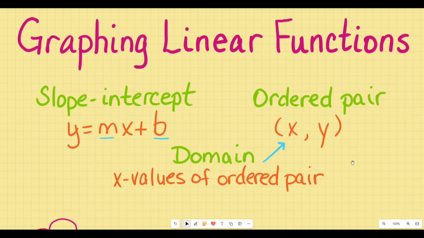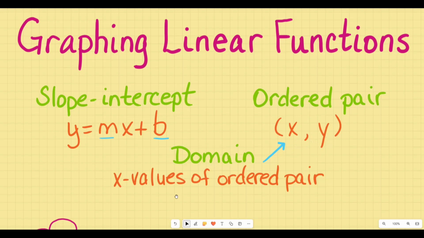Ordered pair is when you see coordinates that are set up in parentheses where x is first and then y is second. And again, this is helpful when you're graphing because you have an x-axis and a y-axis. X always comes first and then your y. X goes left and right, y goes up and down.